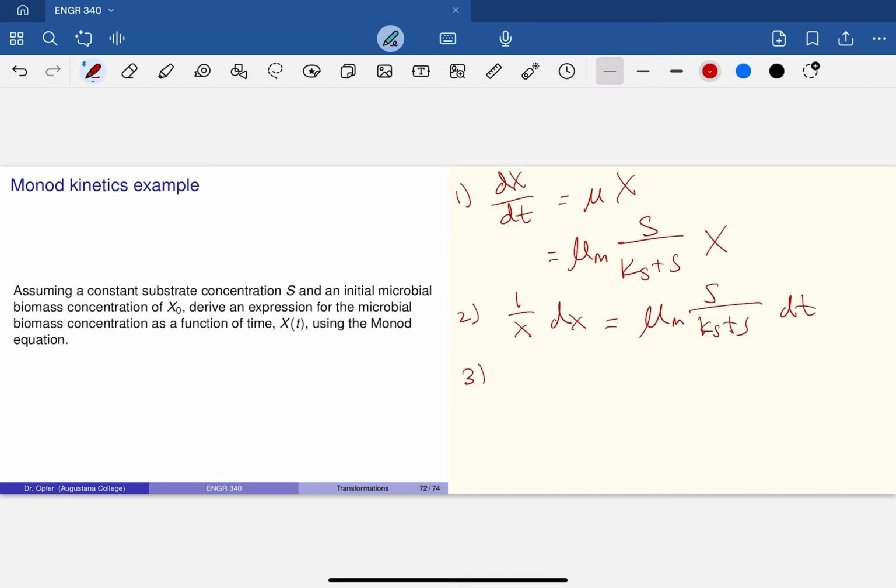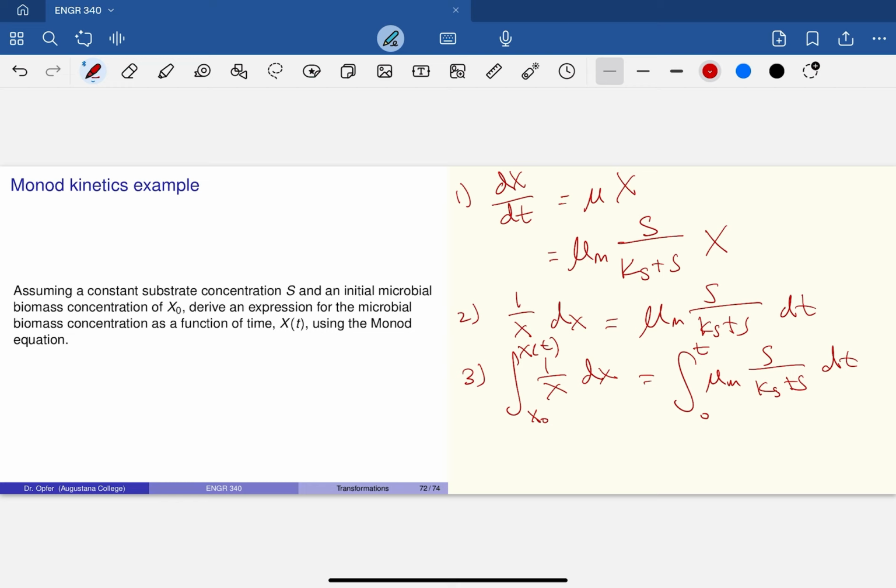So we're going to integrate both sides: the integral of 1 over X dX equals the integral of mu max times S over Ks plus S dt. Our integration bounds, we're still going from time equals 0 to some arbitrary time t, and we're still going from X naught to some value X of t.